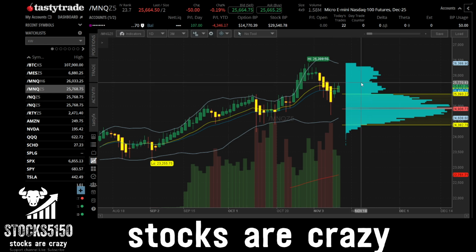But anyway, that's it. Volume profile, and you can locate it if you go to your charts, go to indicators, and then just type in volume profile and add it to your chart.